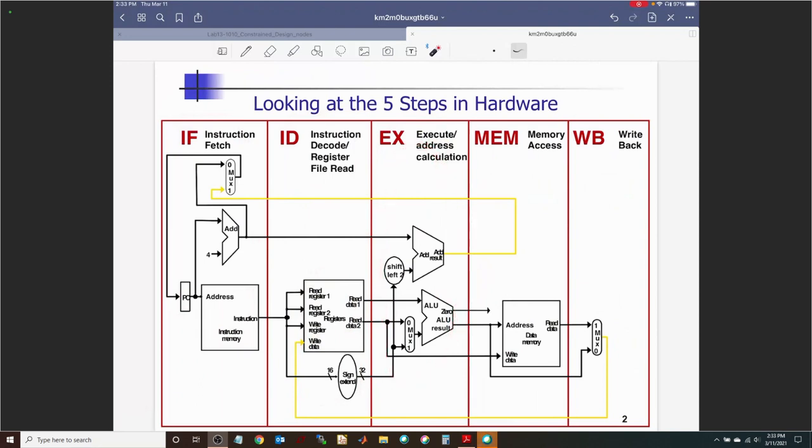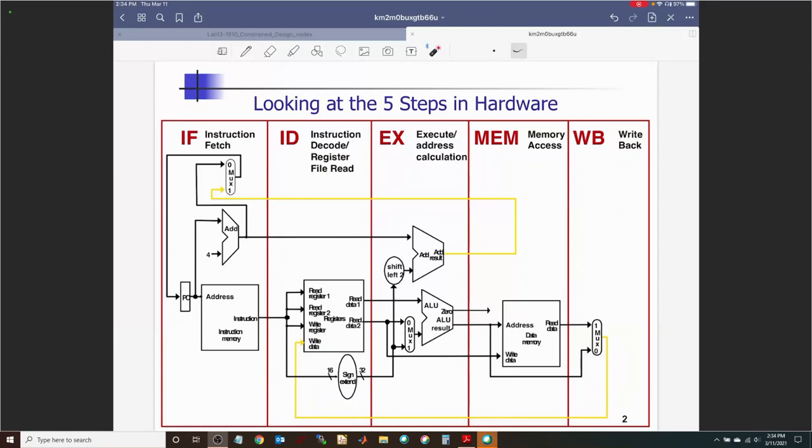The next stage was the memory access, which was mainly for the load word or store word instructions, where we are trying to read from the data memory or write to the data memory. And then the last one was the WB, the write back stage, which is essentially used to write one of these things, either from the data memory or directly the output of the ALU, back into the register file.